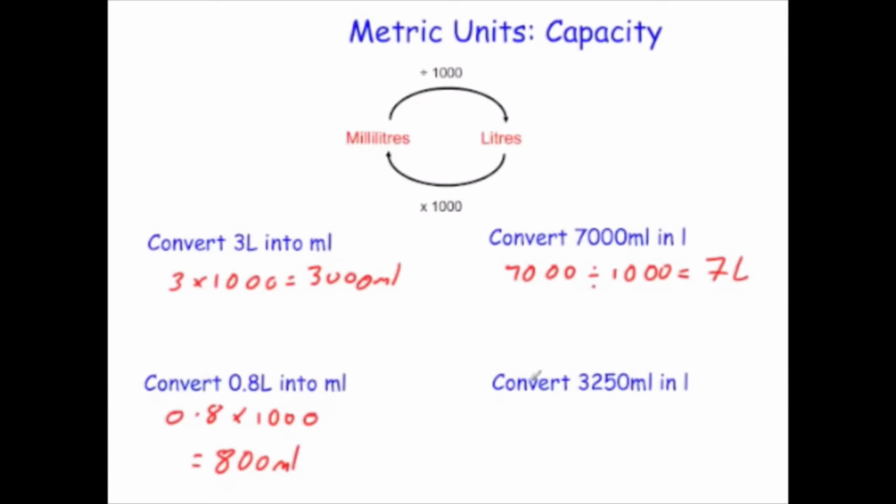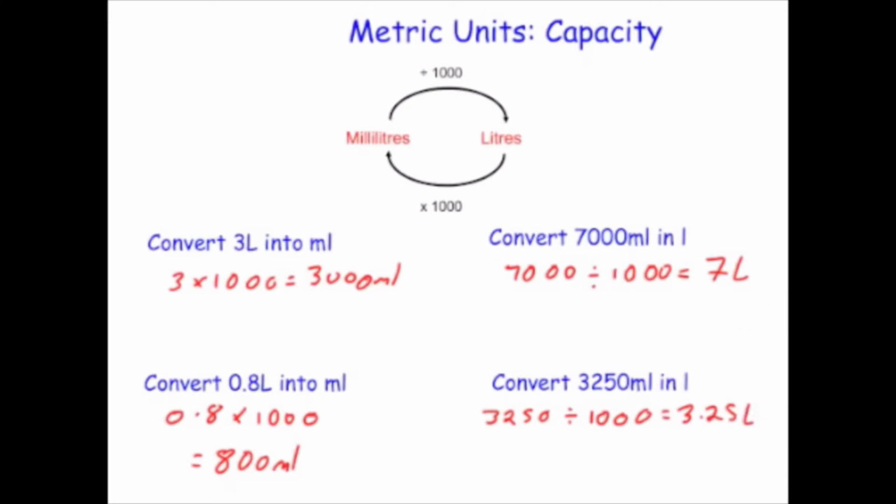And finally, let's convert 3,250 milliliters into litres. To go from milliliters to litres, you divide by 1,000. So 3,250 divided by 1,000, that would be 1, 2, 3. That would be 3.25 litres.